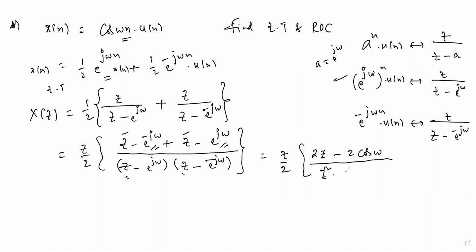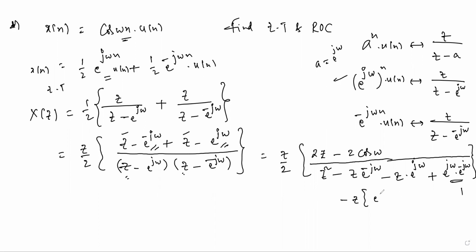Z square minus z e to the power of minus j omega, next minus z e to the power of plus j omega, minus minus plus e power j omega into e power minus j omega. These are in the denominator. So this one will be e power j omega minus j omega, that is e power 0, which is 1. And here I take minus z common, so that I will get e power j omega plus e power minus j omega, which can be written as 2 cos omega.